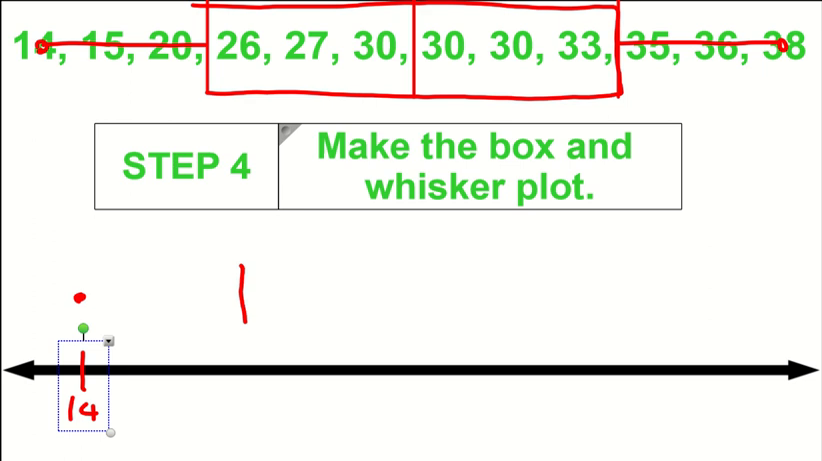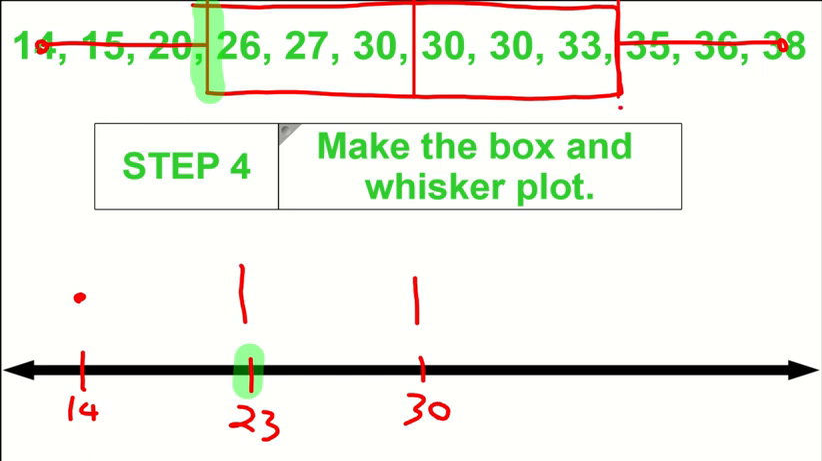My edge of the box is going to be my lower median right here. So what's between 20 and 26? 23. You could do 20 plus 26. That's 46. Divide by 2. That is 23. Y'all already said median 30.